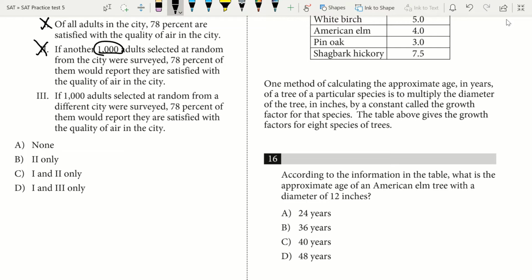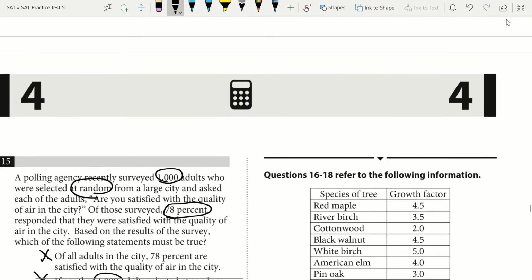Then statement 3, if 1,000 adults selected at random from a different city were surveyed, 78% would report they are satisfied with the quality of air in the city. No, that's a completely different city. That's definitely not true. So we know A, none of those statements are true.